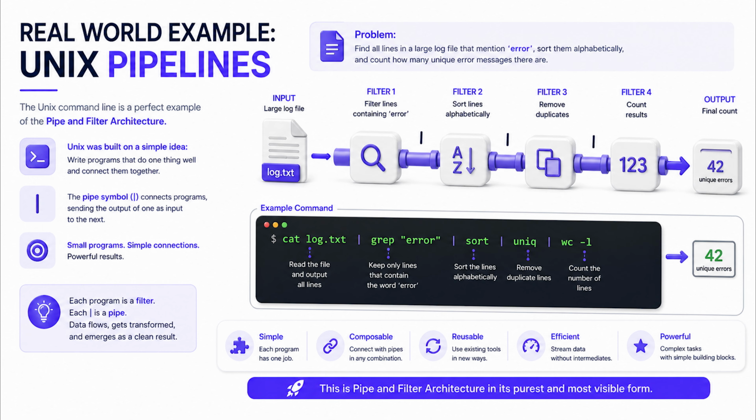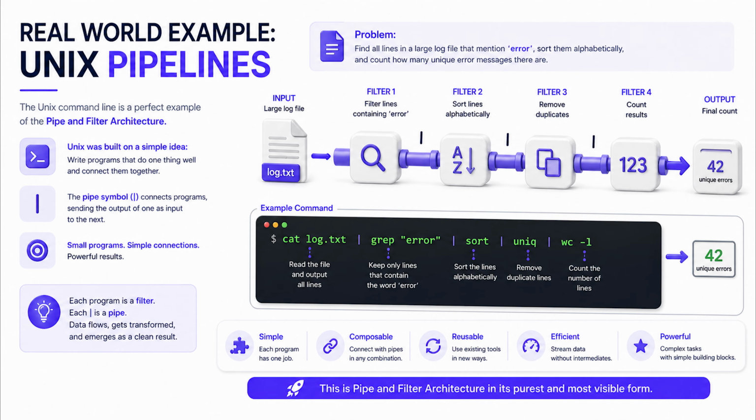Each of those small programs is a filter. Each pipe character between them is, quite literally, a pipe. The data flows through each step, gets transformed, and emerges as a final clean result. This is perhaps the most direct and visible example of pipe and filter architecture in action.